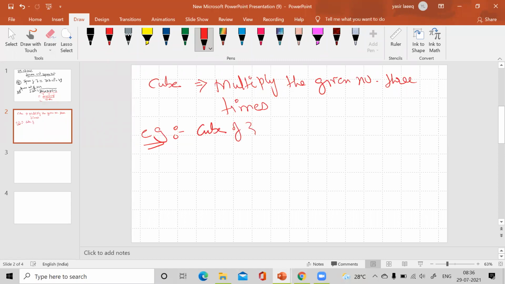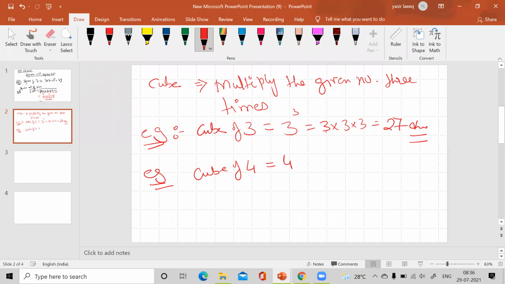For example, you want to find the cube of 3. So you will write 3 to the power 3, or you write 3 into 3 into 3. It will be 3 times 3 is 9, and 9 times 3 is 27. So it is written like this. It is your answer. Another example: you have to find the cube of 4. Cube means power 3 and square means power 2. So we write 4 into 4 into 4, 3 times. 4 times 4 is 16, and 16 into 4 is 64.